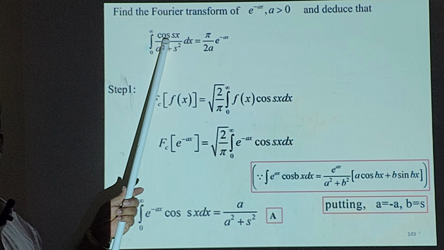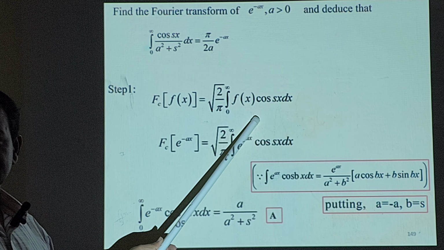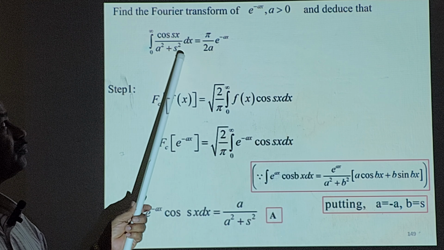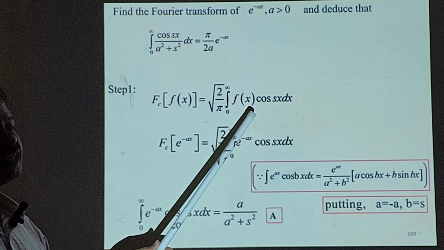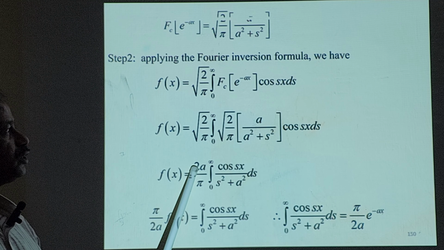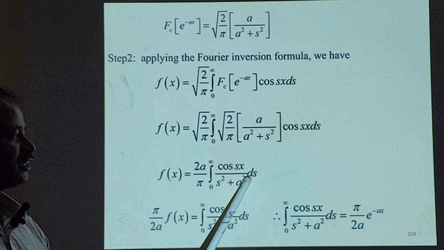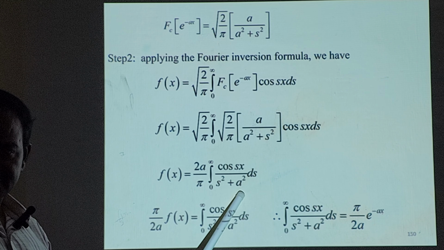Okay, suppose if sine is there, then we will have to use the sine transform, the sine integral formula. Here cos is there, that's why we have used the cos integral formula. So we have now f of x equal to 2a divided by pi, 0 to infinity cos sx divided by s square plus a square ds. So this alone is asked.